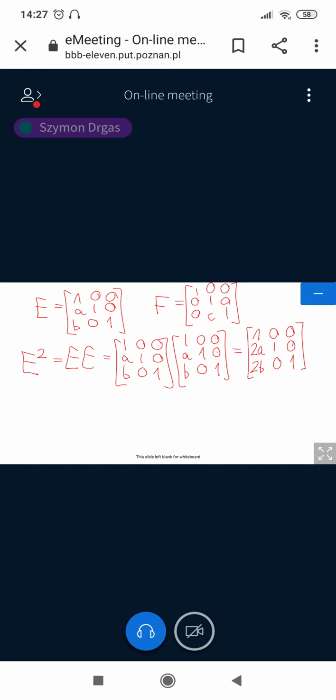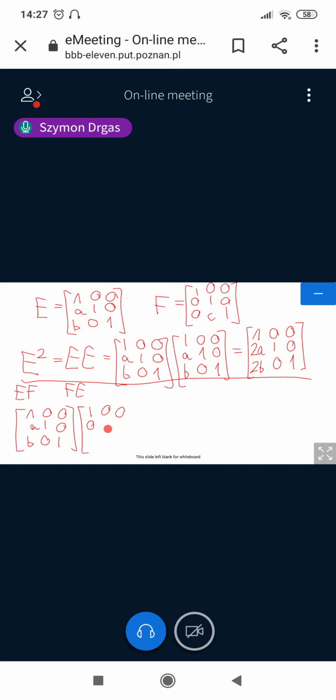Okay. Yes, I missed the first two matrices that we also have to compute. So let me go back, and so we have to multiply E by F and then F by E. So E times F is 1, 0, 0, A, 1, 0, B, 0, 1, multiplied by F, which is 1, 0, 0, 0, 1, 0, 0, C, 1.